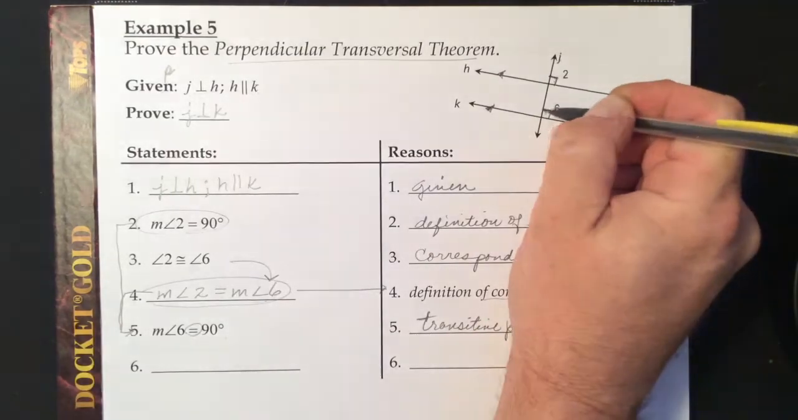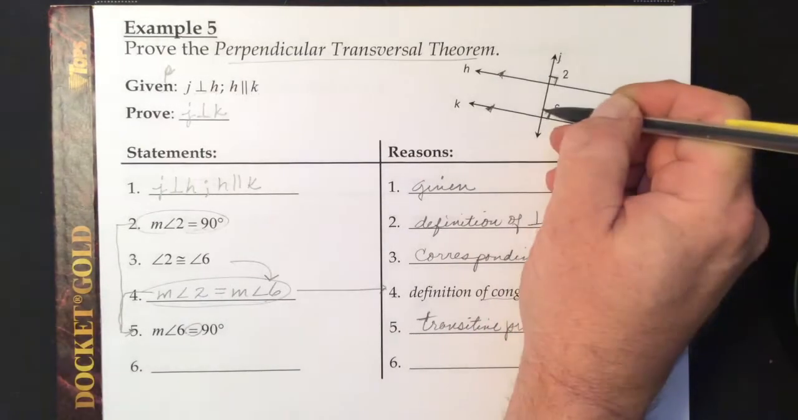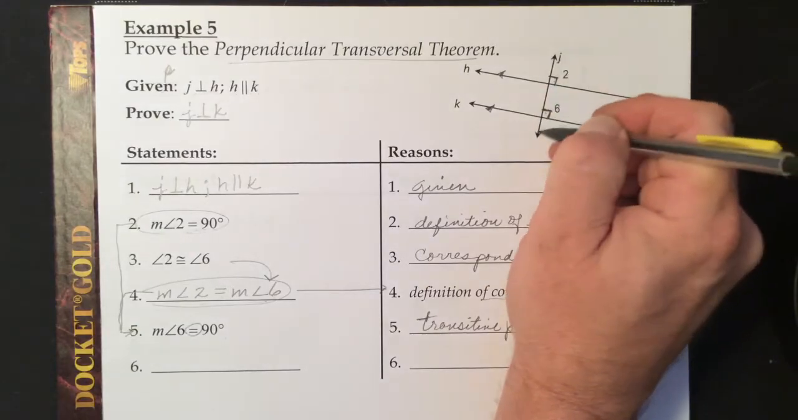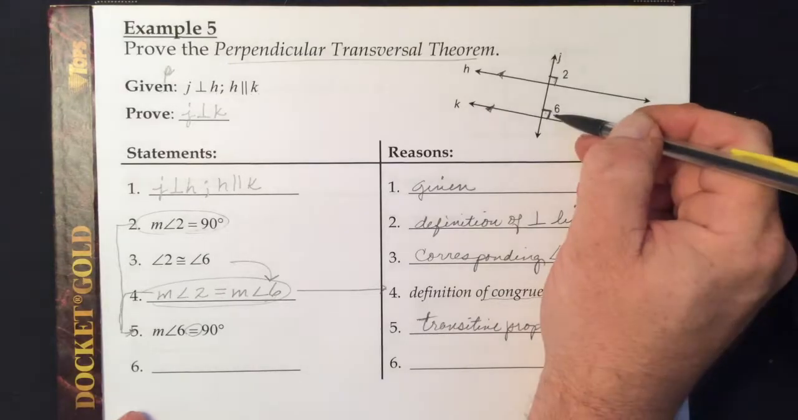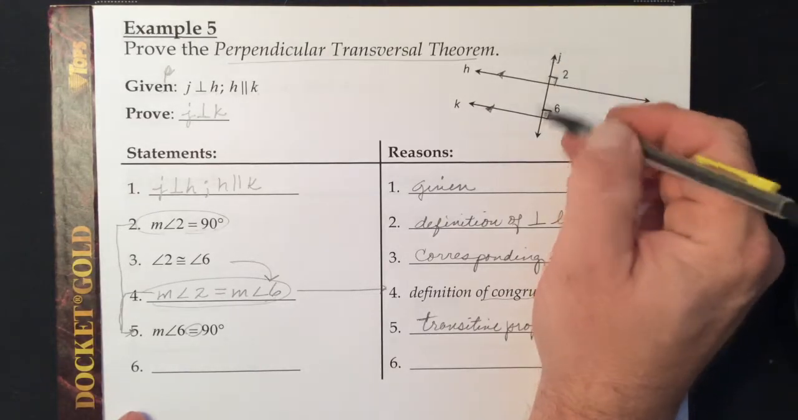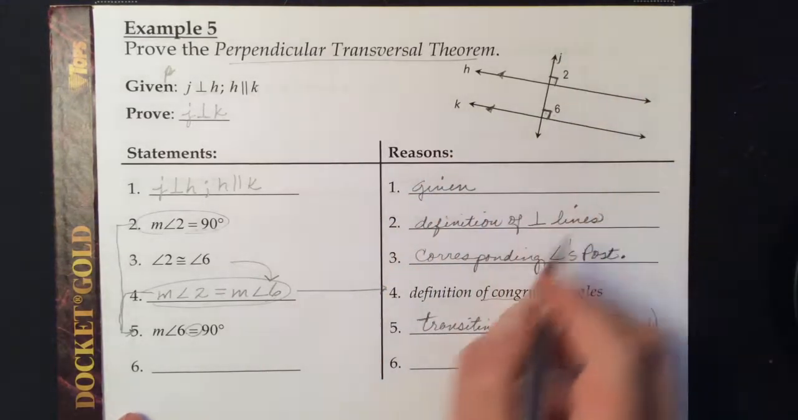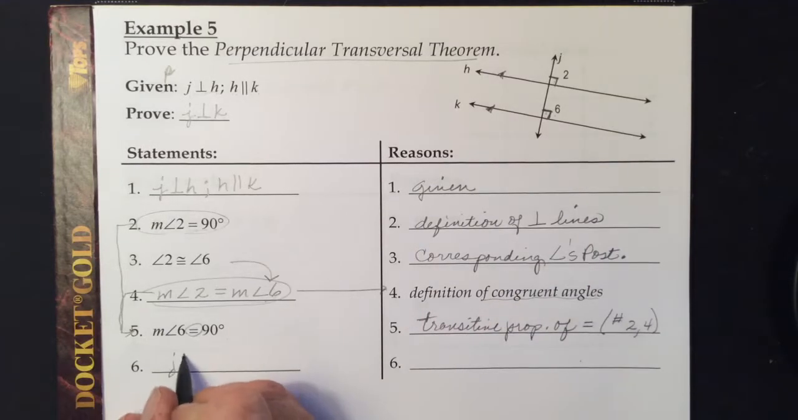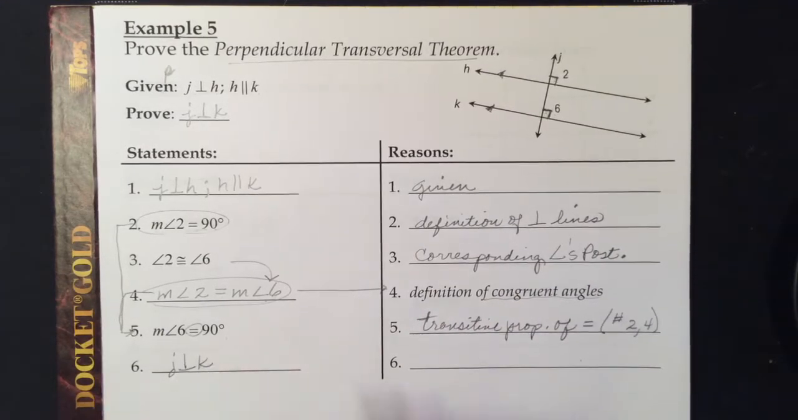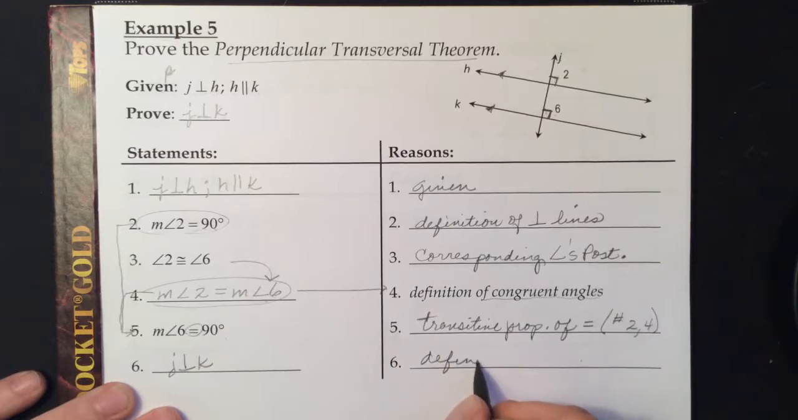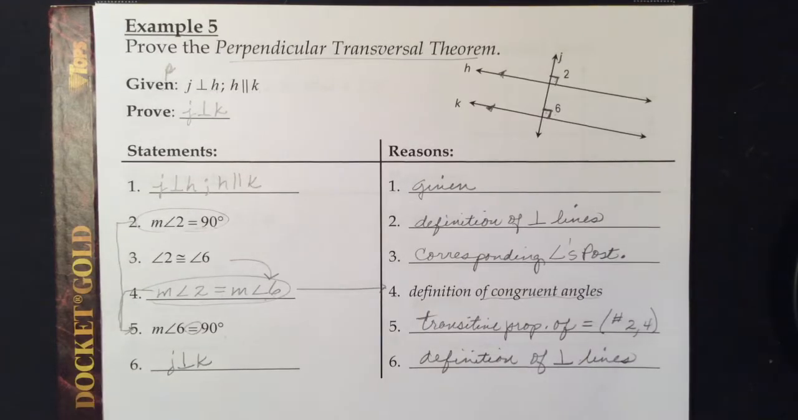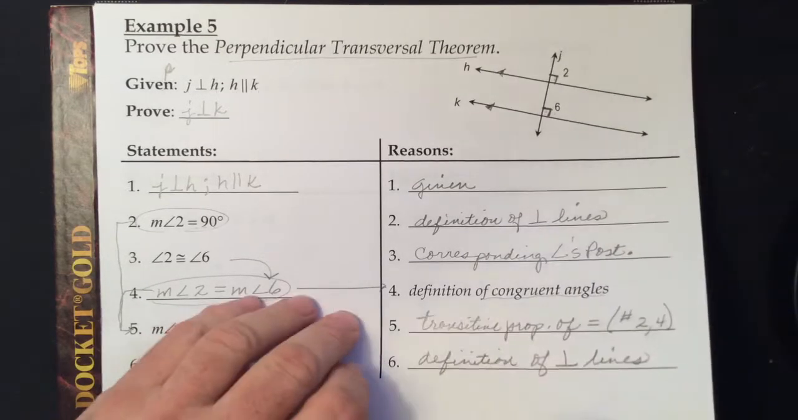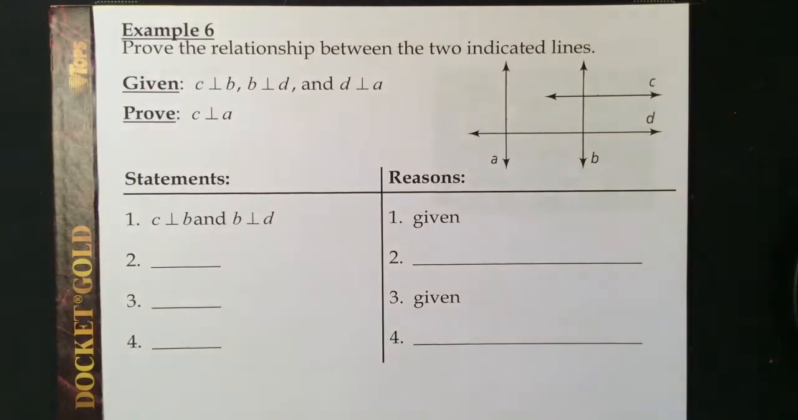Now that we know this is a right angle, if this is a right angle, the two lines it involves are lines J and K. So if angle 6 is 90 degrees, therefore line J must be perpendicular to line K. And that again was the definition of perpendicular lines. And we have just proved the perpendicular transversal theorem.